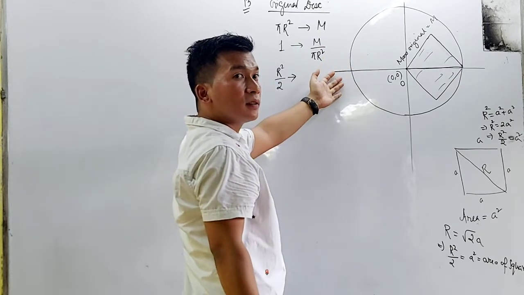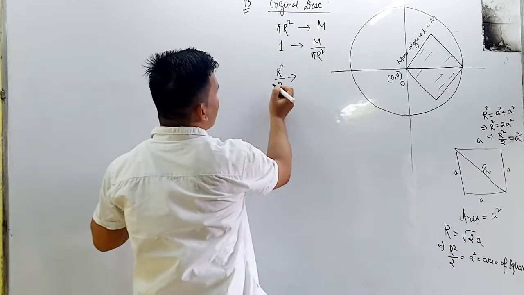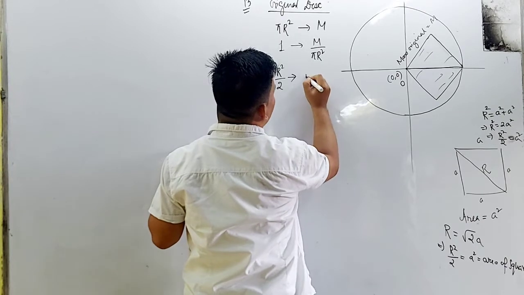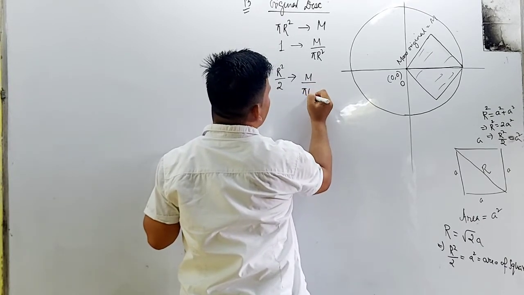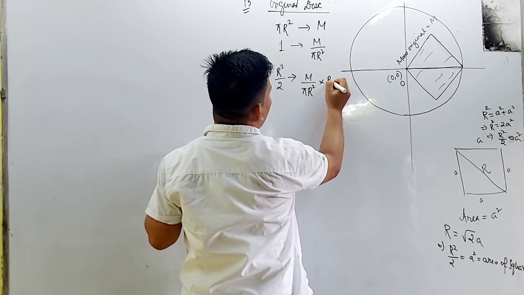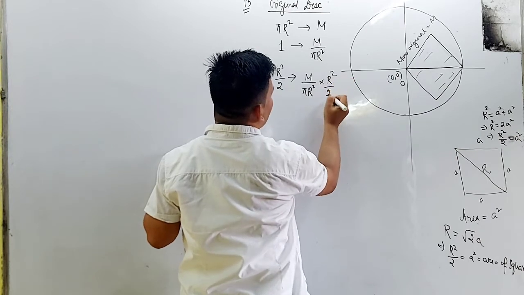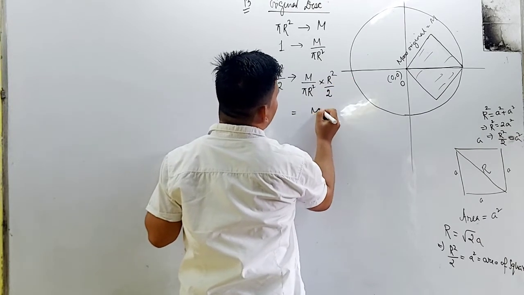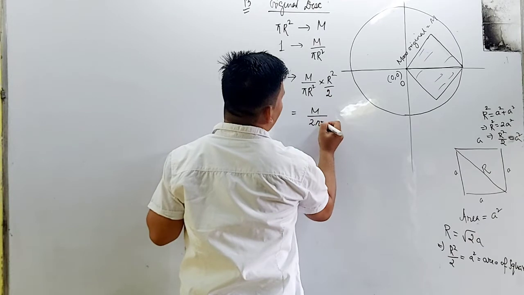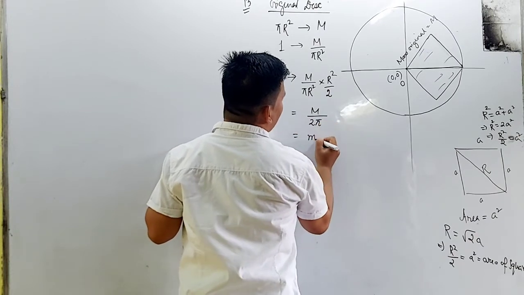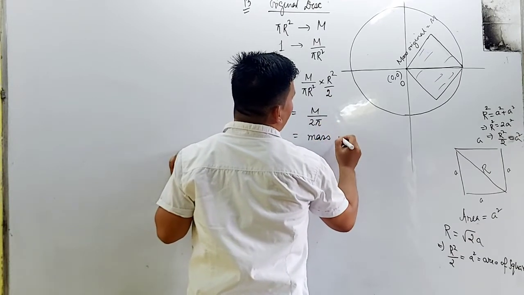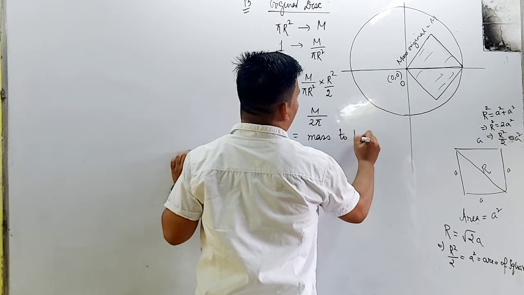This is the mass that is to be taken out. Here m by r square into this is r square divided by 2. So our answer will be m divided by 2 pi, and this will be equal to the mass that is to be removed.